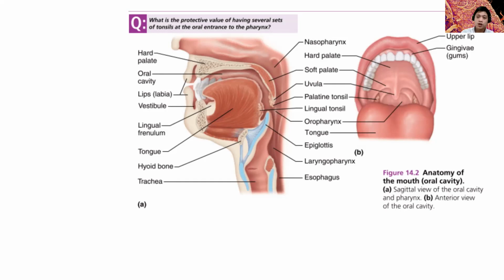So here in the mouth, as a function of your saliva, which is produced by the salivary glands, that saliva contains amylase, which will start the digestion of polysaccharides or carbohydrates in the mouth.